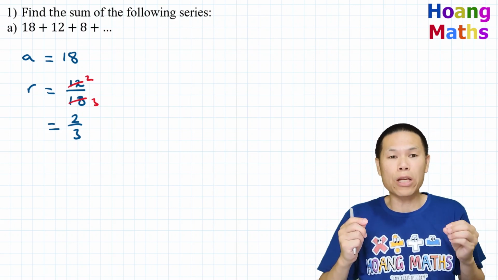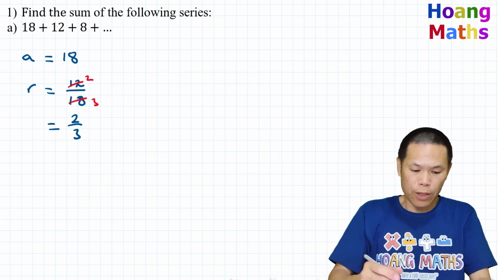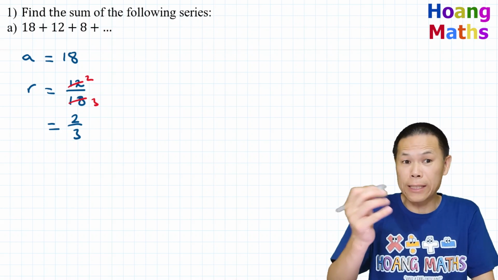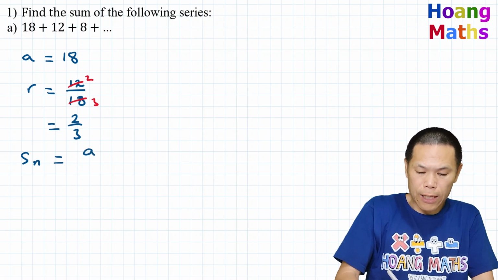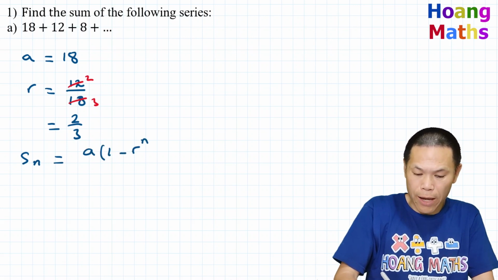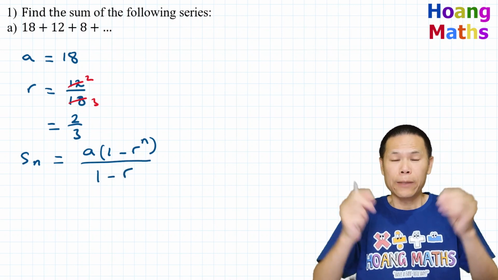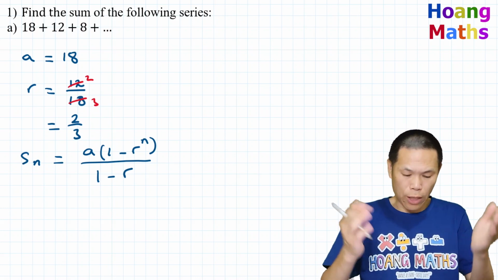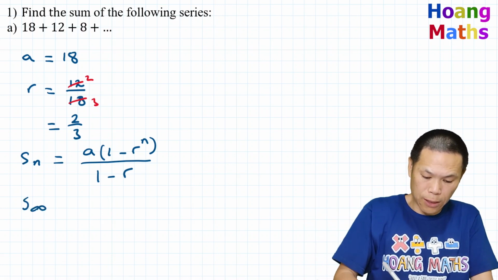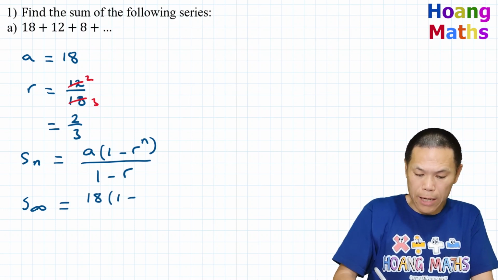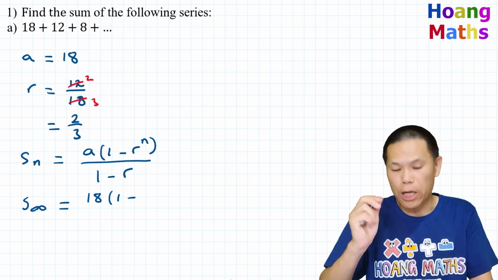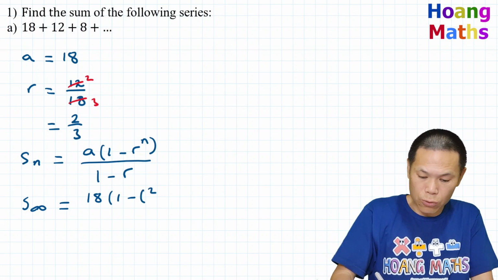Since the common ratio is between -1 and 1, the formula to use for finding the sum of this series is S of n is equal to A times 1 minus R to the power of n, over 1 minus R. Now n approaches infinity. So therefore, the sum of infinity is equal to A, which is 18, times 1 minus 2/3 to the power of infinity.